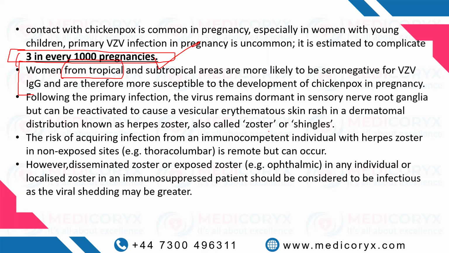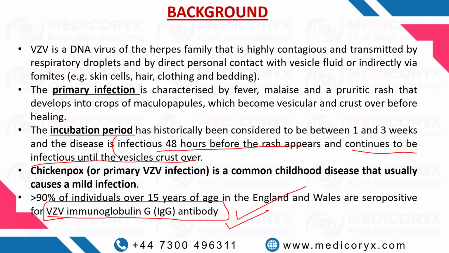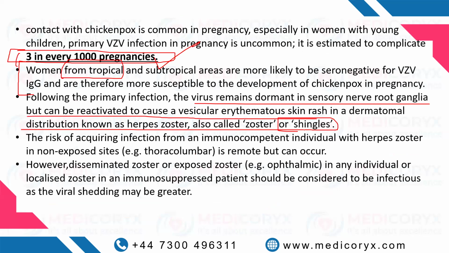a good care. So after primary infection, the virus remains dormant in sensory nerve root ganglia, but can be reactivated to cause a vesicular erythematous skin rash in a dermatomal distribution known as herpes zoster or shingles. Okay, so primary infection is the primary varicella zoster virus infection. Secondary is going to be shingles, or the full-blown herpes zoster, and that usually is going to be in the nerve root. Okay, nerve dermatomes.